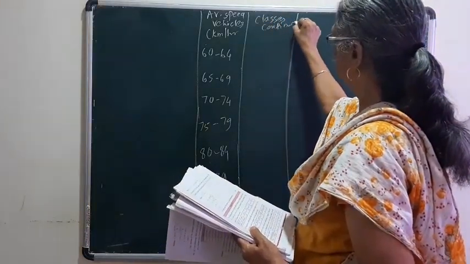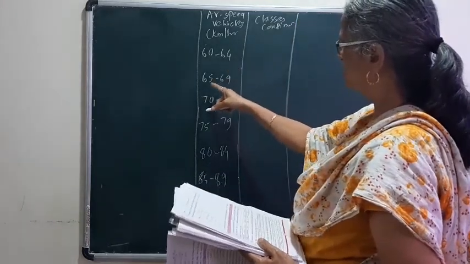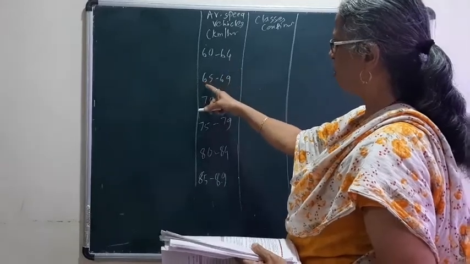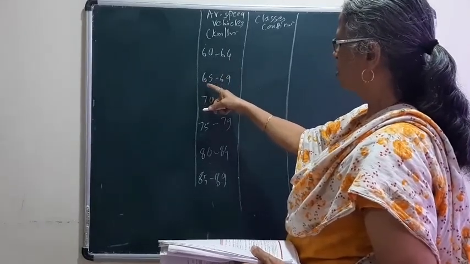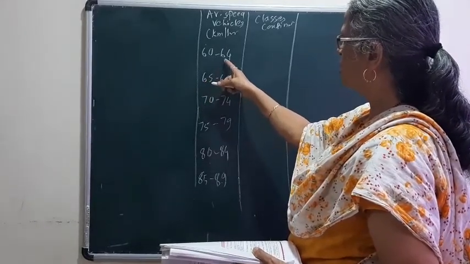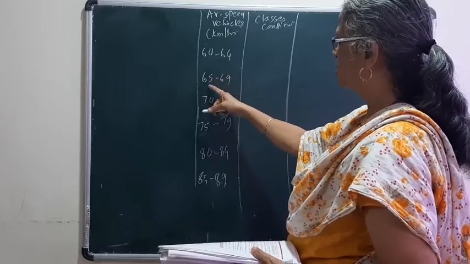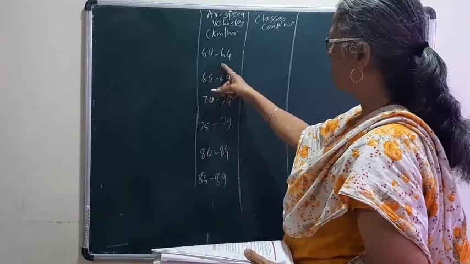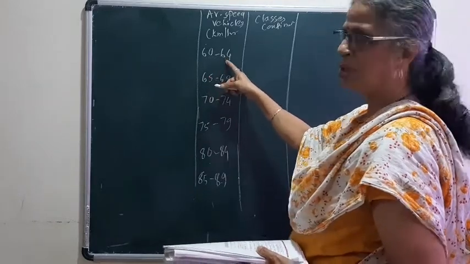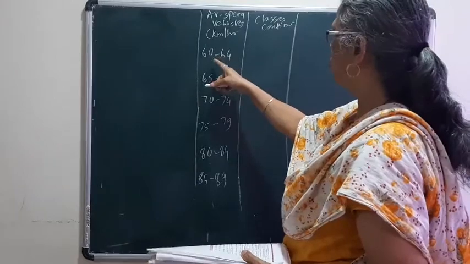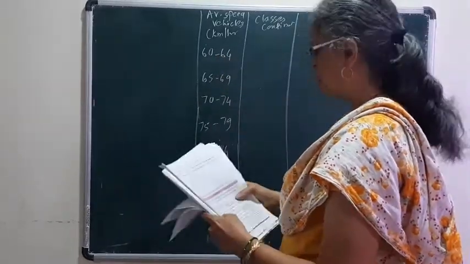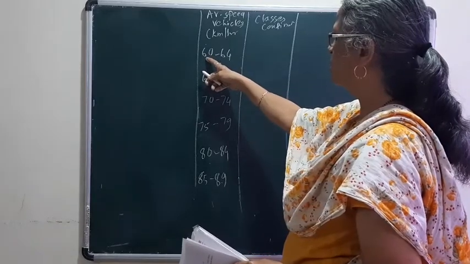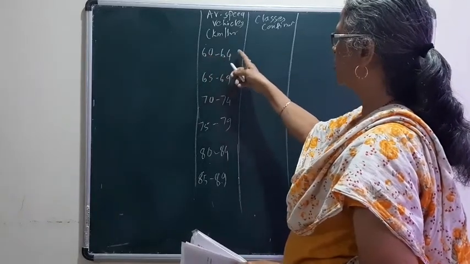So how do we make the classes continuous? You have to find the difference between the upper limit of the first class and the lower limit of the next class. The upper limit of the first class is 64, the lower limit of the second class is 65. 65 minus 64 is 1. 1 divided by 2 is 0.5. So you have to subtract 0.5 from 60 and add 0.5 to 64.